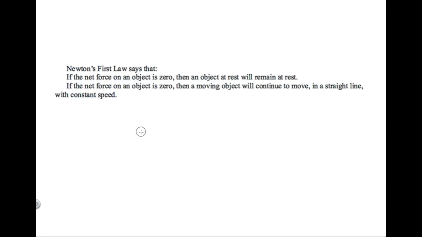Imagine a puck sliding along a very smooth surface, such as very smooth ice or a giant air hockey table. In fact, let's imagine that the surface is perfectly smooth. Again, imagine that the puck is sliding along this very smooth surface. According to Newton's first law, if you don't touch the puck, then the puck will continue to slide in a straight line at constant speed indefinitely.